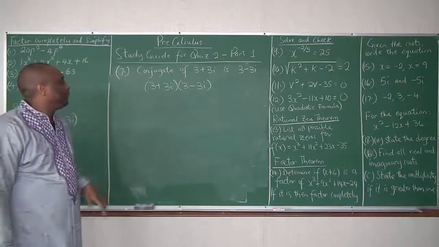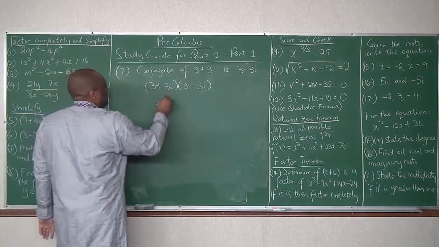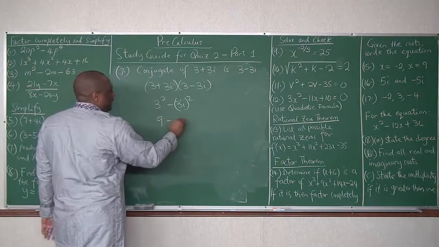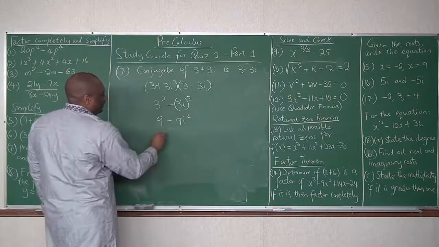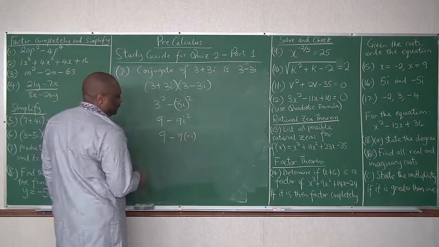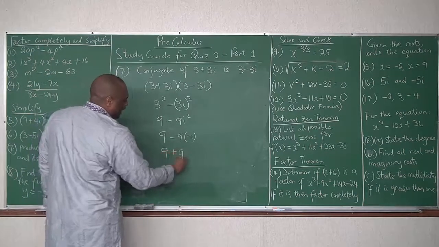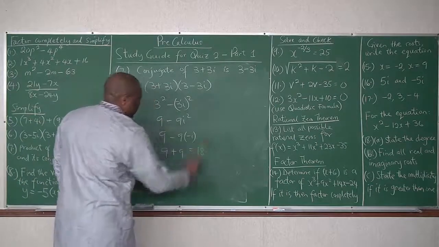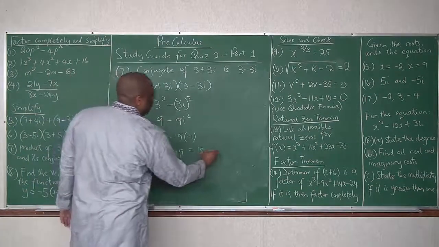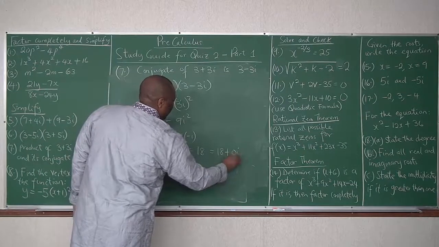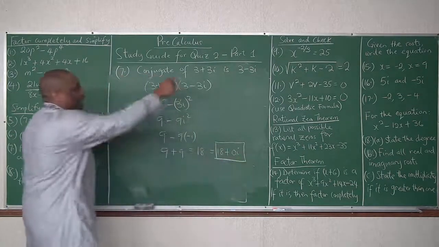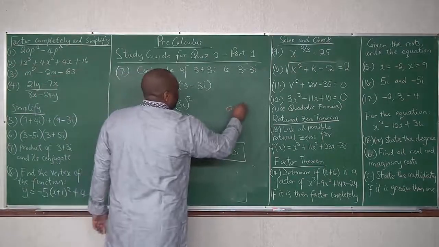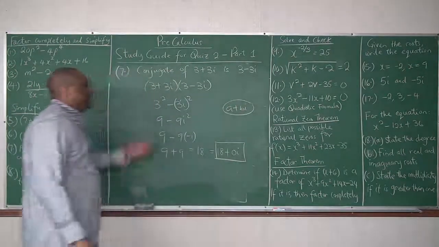that's fine. This is now 3 squared minus 3i all squared, which is 9 minus 9i squared, which is 9 minus 9 times negative 1, which is 9 plus 9. Okay? 9 plus 9 is 18. And 18 is 18 plus 0i, if you want to leave it in the standard form of a complex number, a plus bi.